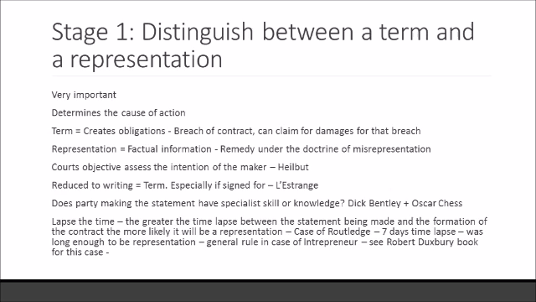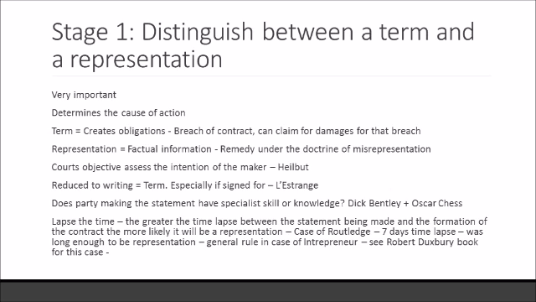The reason for this distinction was that in Dick Bentley, the car dealer had specialist skill and knowledge. He was a car dealer. Either he knew that it hadn't done around 20,000 miles, he would have known that it did around 100,000, or he could have easily checked to establish whether it had done 20,000 or 100,000. In Oscar Chess, the man who sold the car had no specialist skill and knowledge, and so it was held to be just a representation. This is how the courts approach such a matter. They're stricter with those who have specialist skill and knowledge, and more likely to hold their statements to constitute a term.